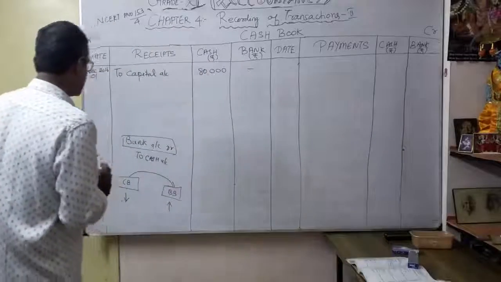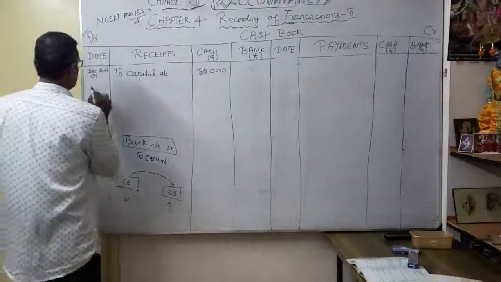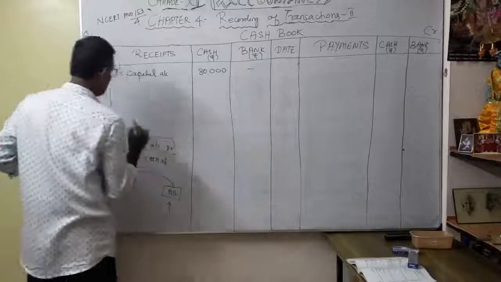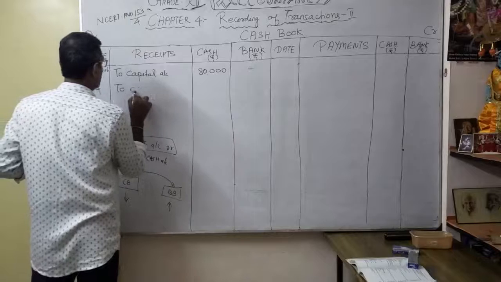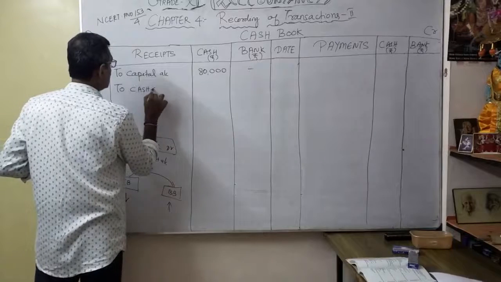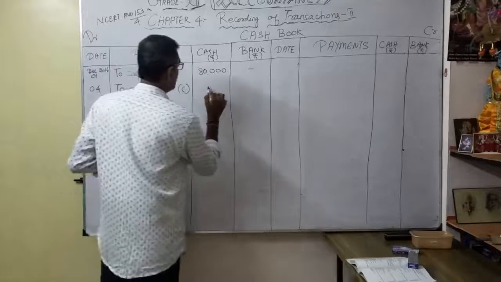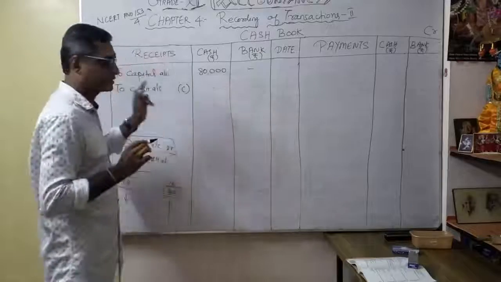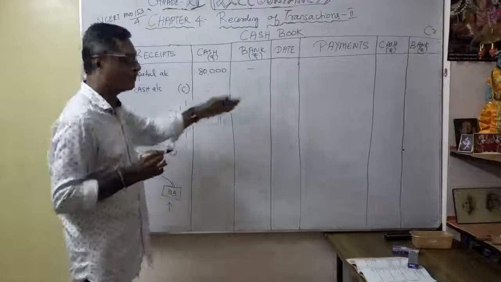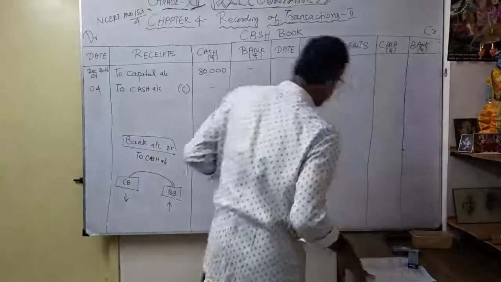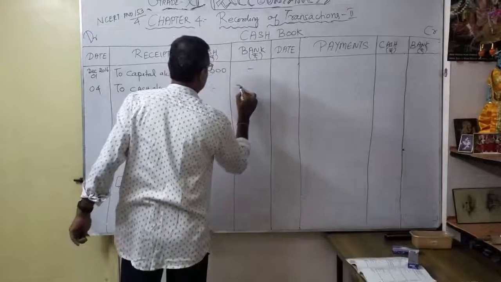So how to do the posting here? See, to date, bank account debit to cash account. Okay, so to cash account we have to put in the bracket contra entry. So I put cash dash. Why? I'm going to deposit in a bank, so my bank balance increased. So how much? 50,000. Okay. Understood. 50,000.